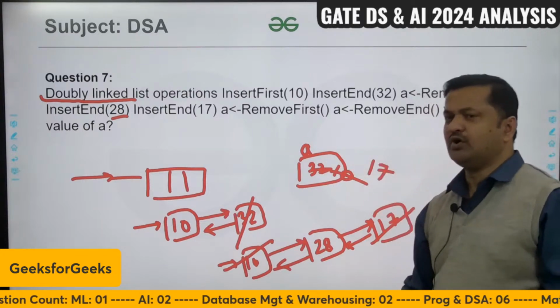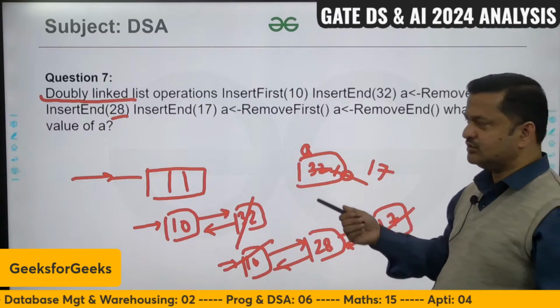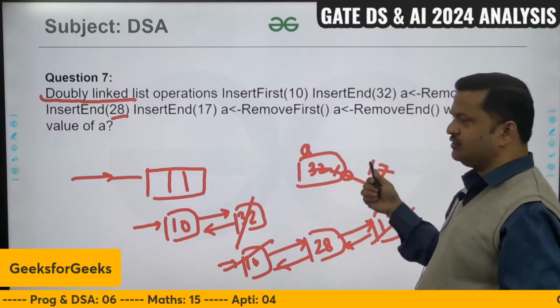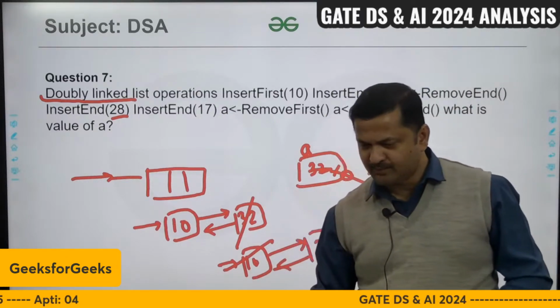So the question is, what is the value of A? The value of A after all these operations in the doubly linked list is going to be 17. So 17 is the final answer corresponding to A.